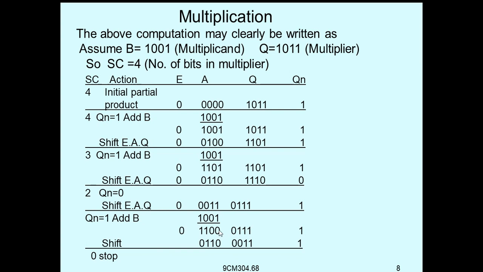1 plus 1 is 0, sum is 0 carries the 1, and 1 plus 1 sum is 0 carries the 1. So 0 plus 1 is nothing but sum is 1 carries 0, 0 plus 1 is 1, and this is 0. This is the result of the A plus B, and then this is the Q, 0 1 1 1, and perform the shift right operation.